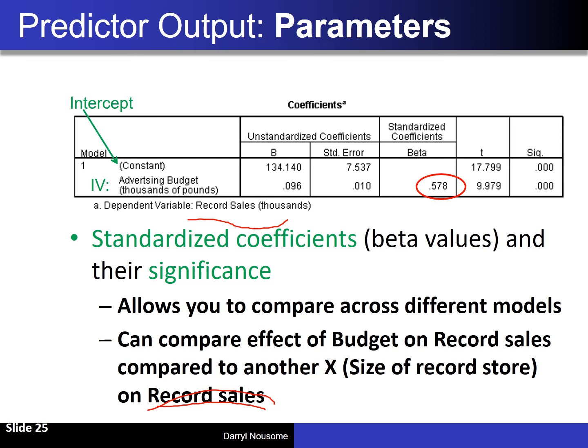So we could say, okay, if this beta is 0.578 and the beta in the model of size of the record store and how much they sell is higher or lower than the other, that lets us compare how much stronger the effect is of one variable on the other. So if this was 0.578 in the first model, but 0.9 in our model with the size of the record store on how it affects record sales, we could say that the effect of the size of the record store is stronger than just that of the budget, because we've standardized it and made them comparable across different models. Okay.